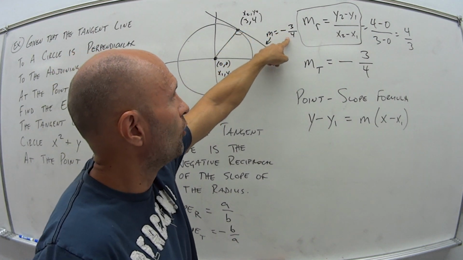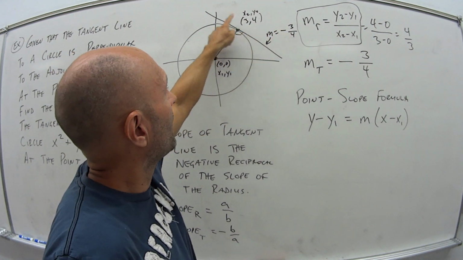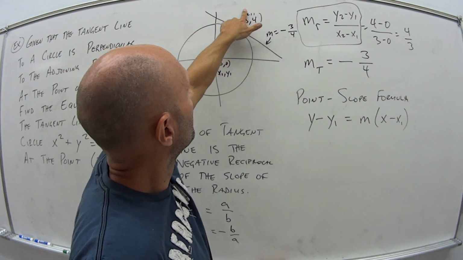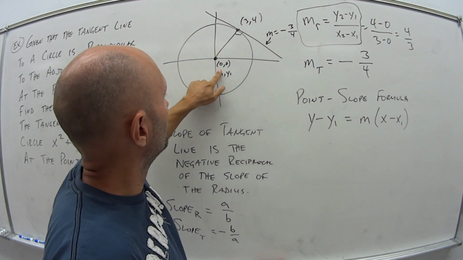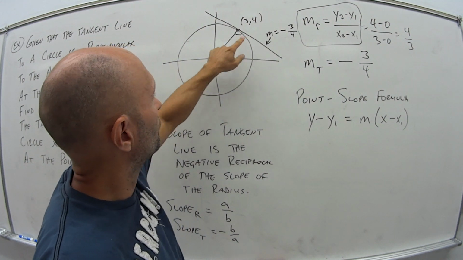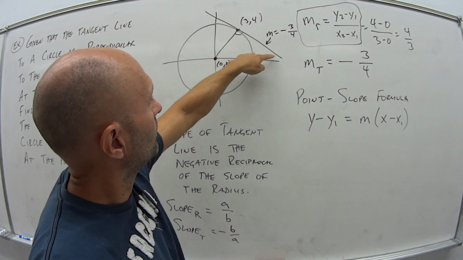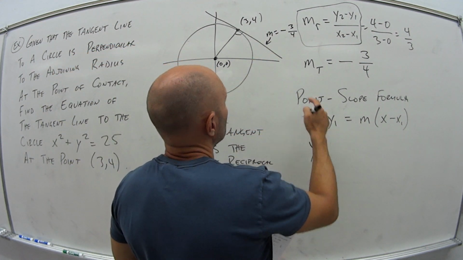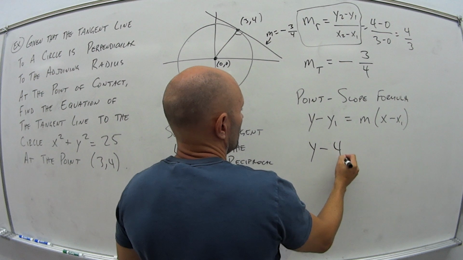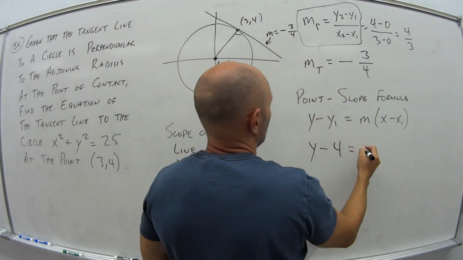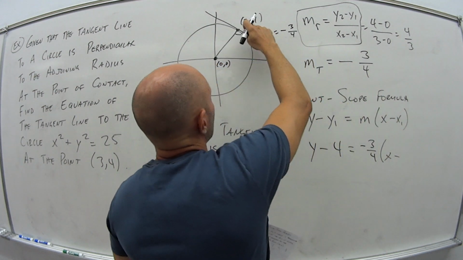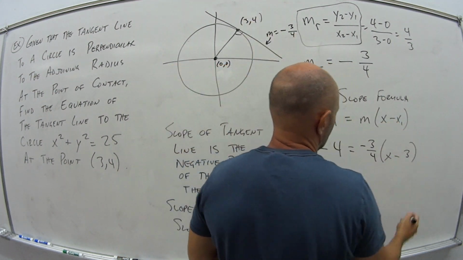So I have the slope, negative 3/4. I have a point that's on this tangent line, 3, 4. So I don't care that I called these y2 and y1 anymore. I'm just worried about the point that's on this line, which is 3, 4. So if I plug those in, I get y minus y1, which is 4, equals the slope, negative 3/4, times x minus x1, which is 3.